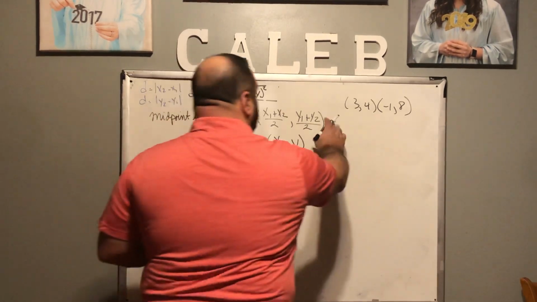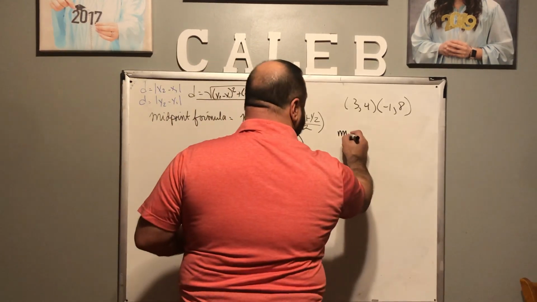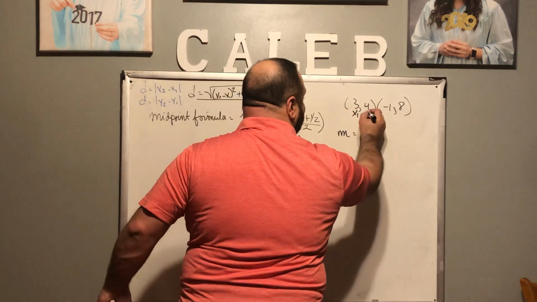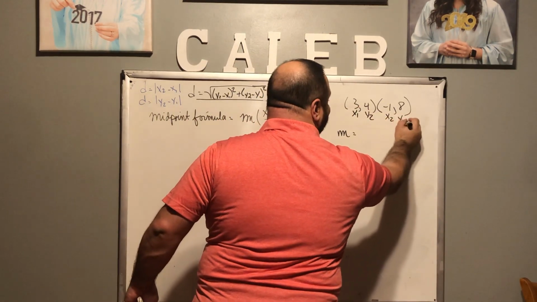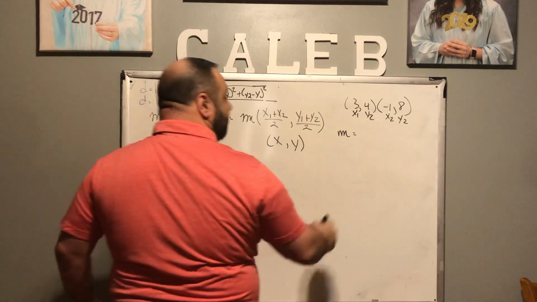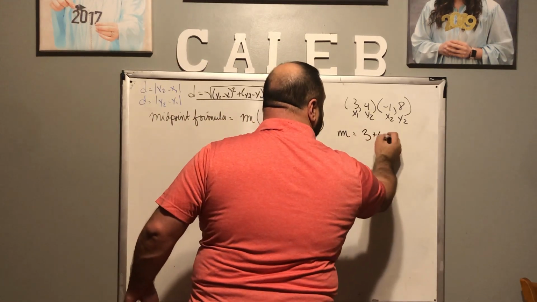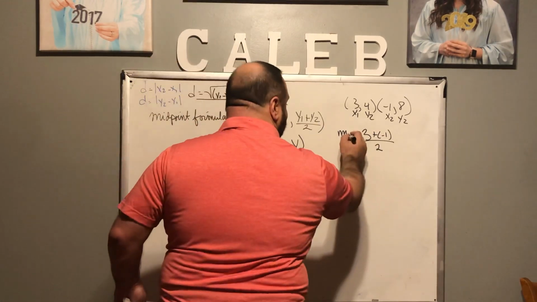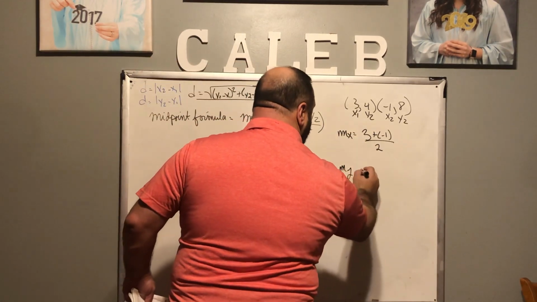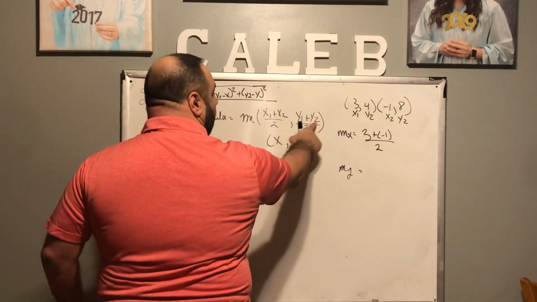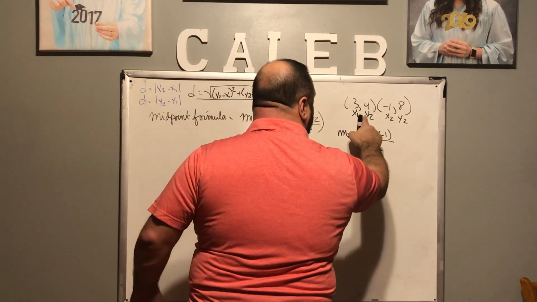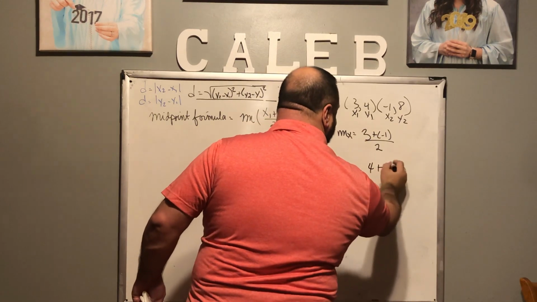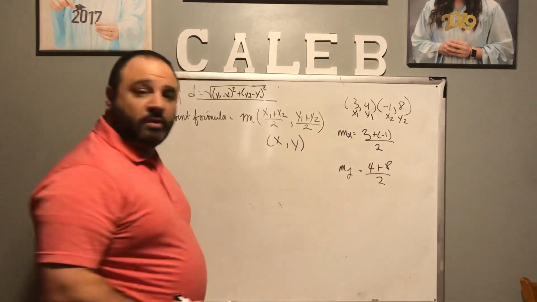So let's plug in and simply chug here. So m equals, okay, x1 plus x2. If you need to mark them again, just so you're not confused here. All right, x1 plus x2 would be 3 plus negative 1 divided by 2. That would be the midpoint of x, and then the y would be y1 plus y2. So y1 would be 4 plus 8 over 2.